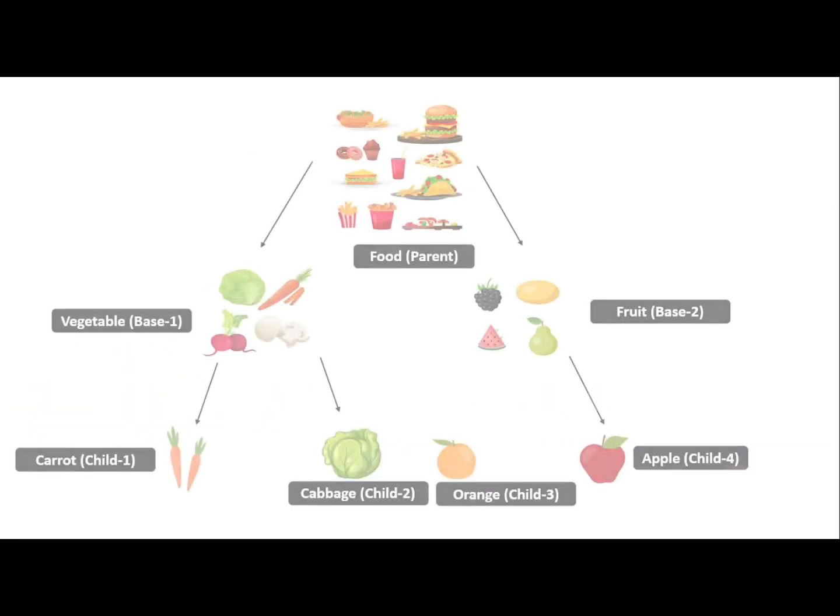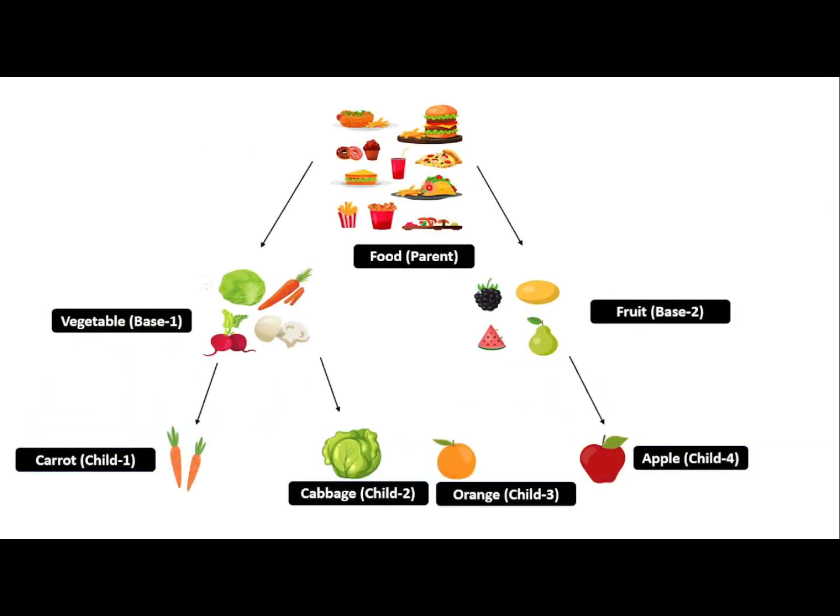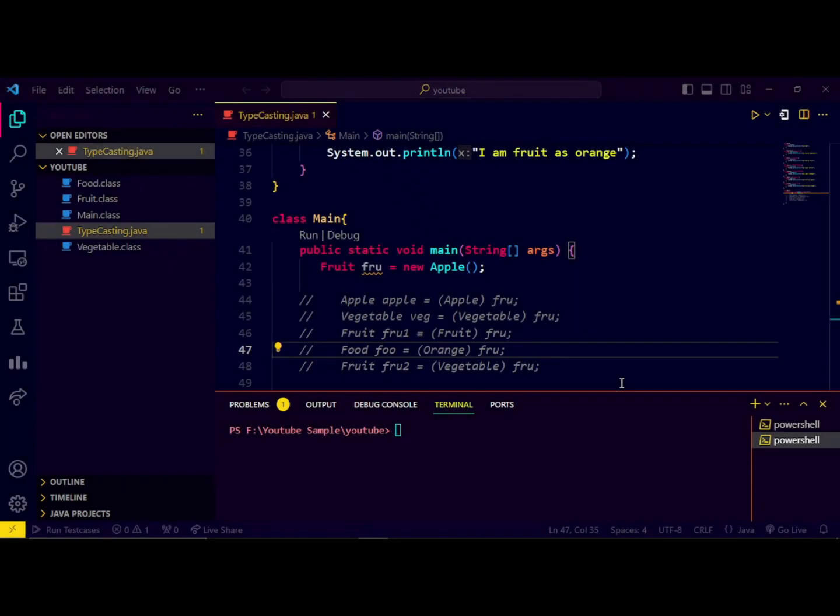Okay friends, now let's understand a few more use cases of object typecasting. As you can see here, the fruit class and vegetable class are the child classes of the food class, and similarly the carrot and cabbage are the child classes of vegetable, and orange and apple are the child classes of fruit. Now we will use these test cases to understand object typecasting better.